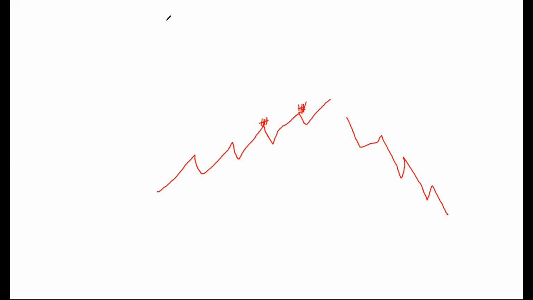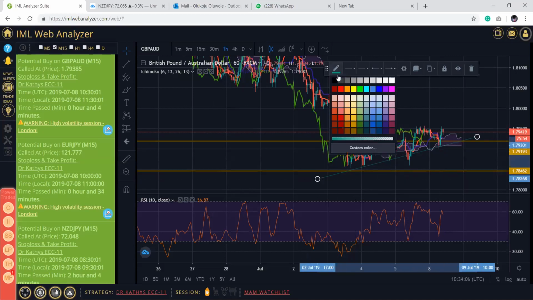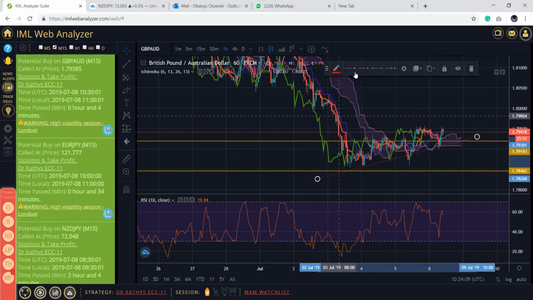Let's go back. You can see that already on our 1 hour. It moved high, low, moved high, low, moved high, low. You can see that trend line that I just drew. In case you can't see it, let me use red color. Let me bold it. So you can see this trend line shows that it is actually going up.